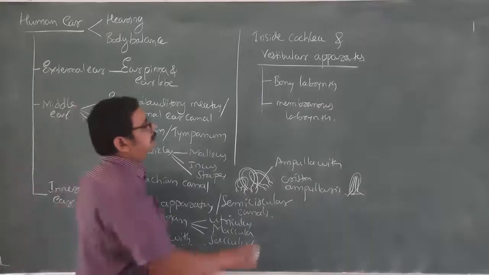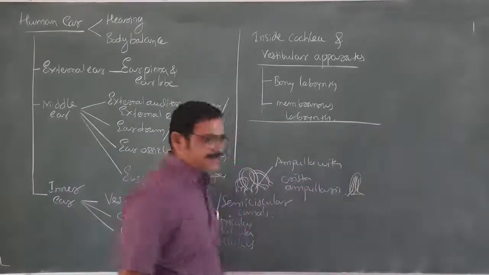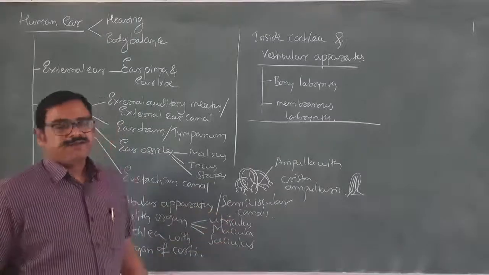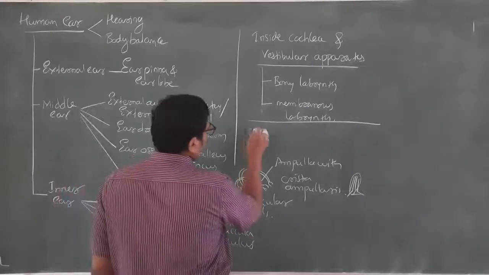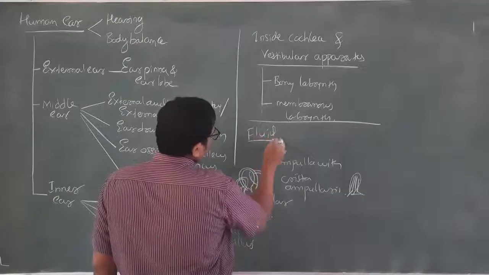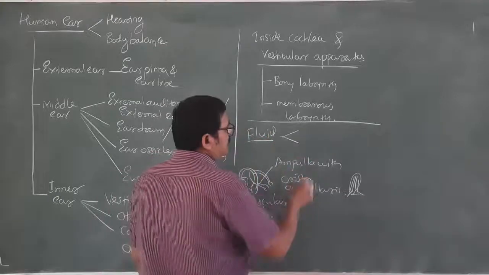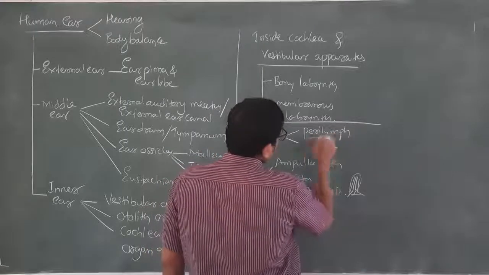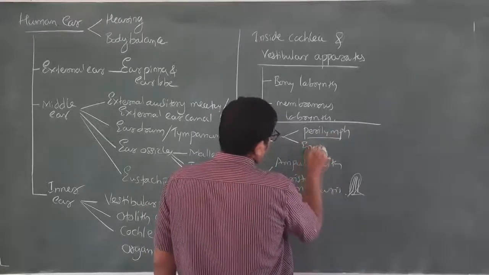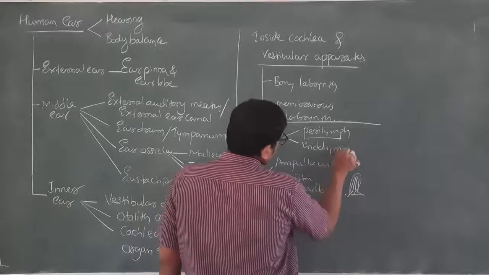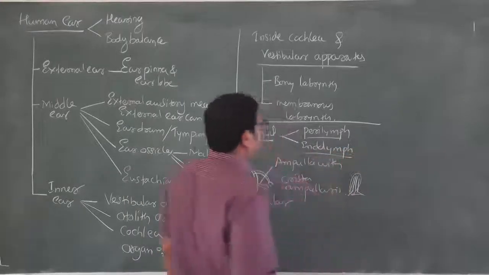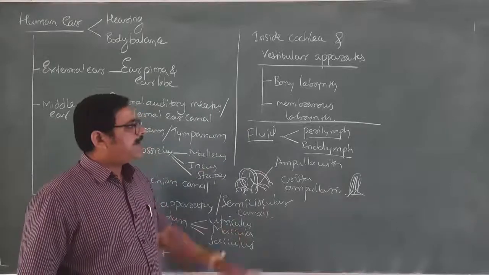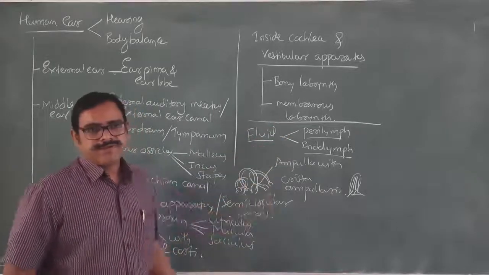Other than this, we find fluids inside the inner ear, the fluid in the inner ear. It is differentiated into perilymph and then endolymph. Perilymph is mainly in the bony labyrinth. Endolymph is in the membranous labyrinth.